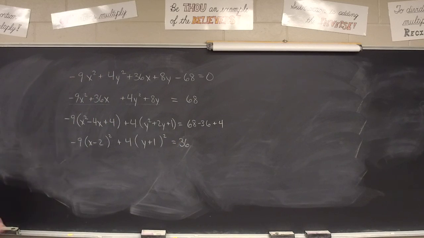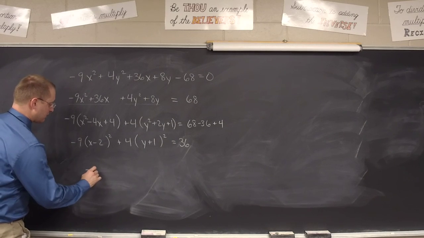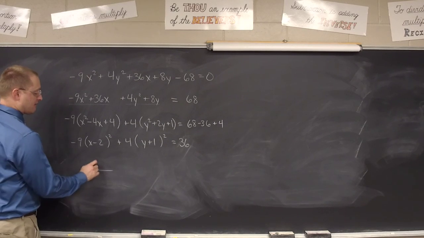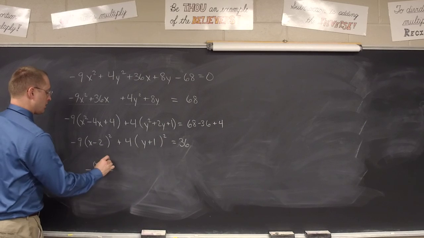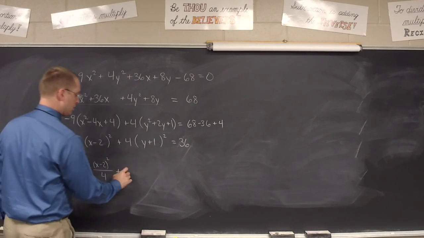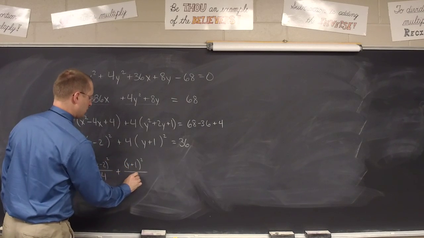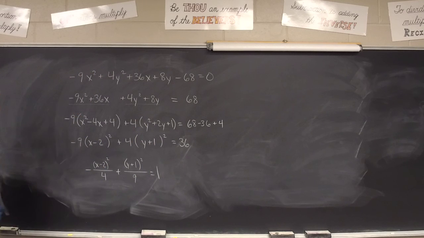And then from here, divide everything by 36 to get? So negative x minus 2 squared over 4, and then plus 5 plus 1 third over 9 equals 1. And now we're ready to do the graph and the analysis from there.